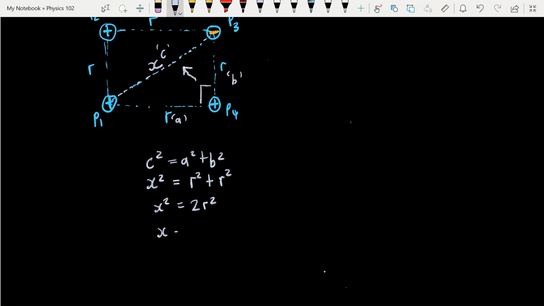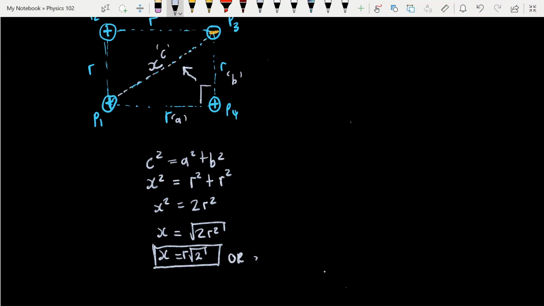Then to get X, you take the square root of both sides. X would be equal to the square root of 2R squared. The square root of 2 is just the square root of 2, and the square root of R squared is R. So you could write it as R root 2. You can bring it out because they are multiplying. You can't do it when they were adding. So I can say it's R root 2.